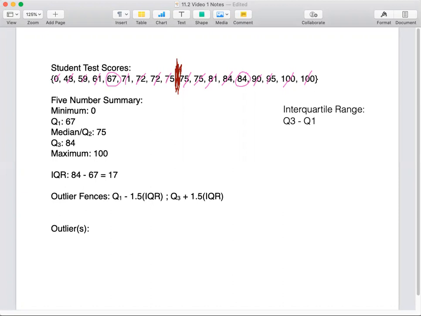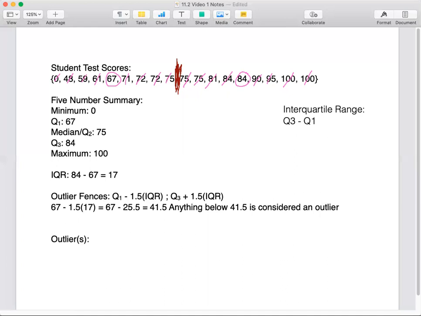So we already know what our Q1 is, and it is 67. And then we're going to subtract 1.5 times our IQR, which we found to be 17. Now, 1.5 times 17 is 25.5, and 67 minus 25.5 is then 41.5. So what this tells us is anything below 41.5 is considered an outlier.